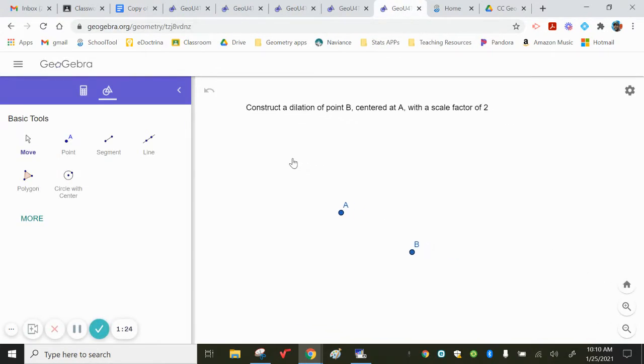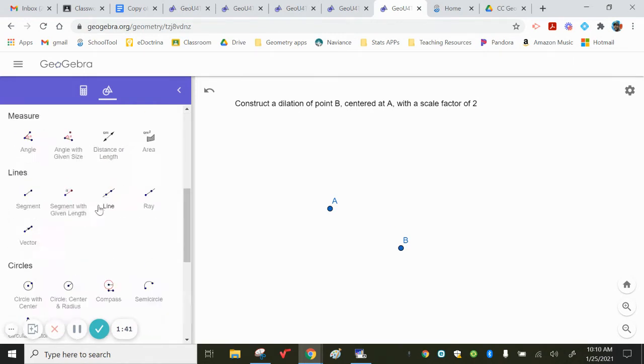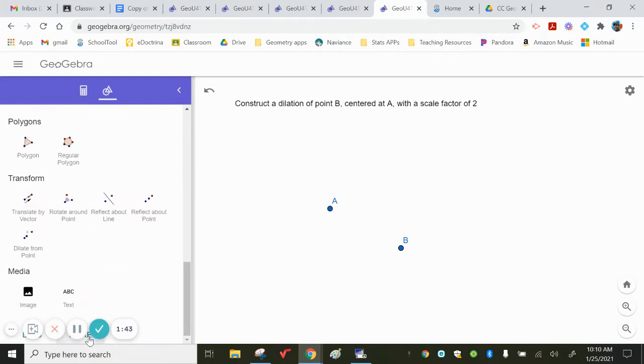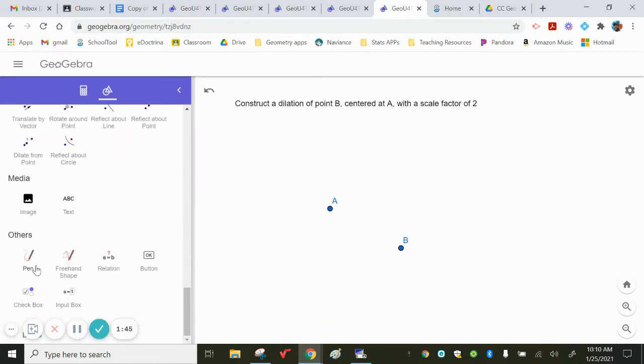And what I'm going to do is I'm going to resize this a little bit, or just kind of move it so it's centered on my screen. And I'm going to construct a dilation of point B centered at A with a scale factor of 2. So what I want to do here is I want to get more tools. I'm going to scroll down to where I can get my pen tool.